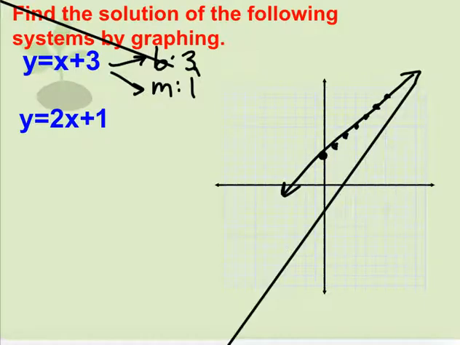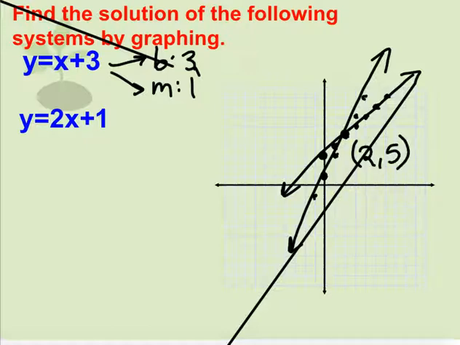And then for my second one, we're going to have a y-intercept of 1 and a slope of 2. So up 2 over 1, up 2 over 1, all the way across, or down to the left 1. And we end up with a line like this, and they cross right here at 2, 5.